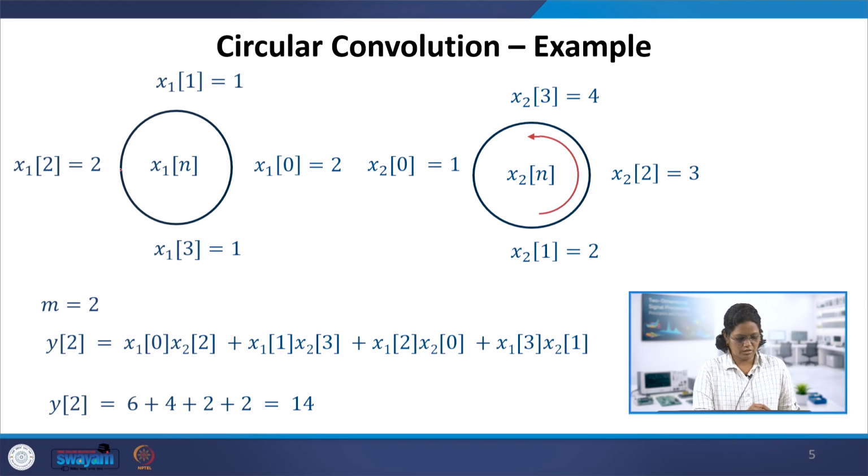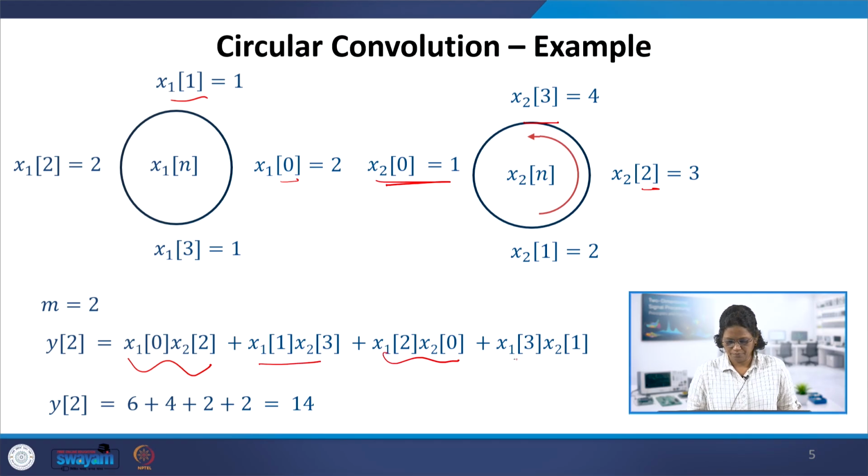So for the third sample, that is m equal to 2, again move the sample one more location anti-clockwise. You can see x2 of 0 has come up to this position, and similarly all of them moved one position, and then multiply, but we have not done anything with x1 of n, that's kept as such. Now multiply the respective values, and you get this product, and similarly x1 and x2 of 3, that's the second one, and the third, x2 of 0 and x1 of 2.